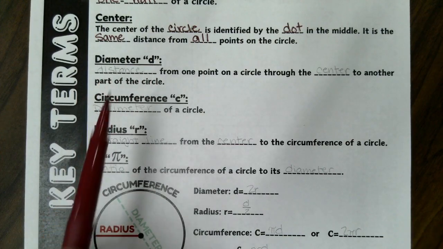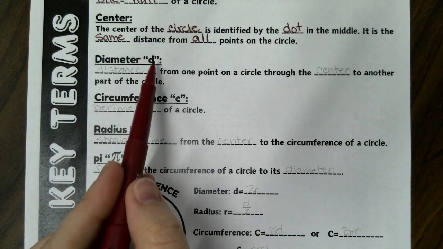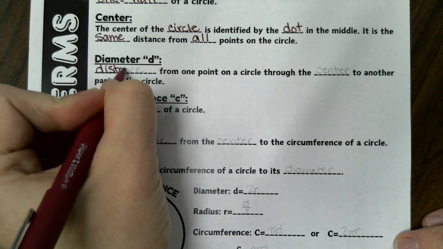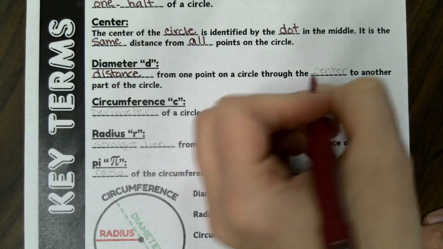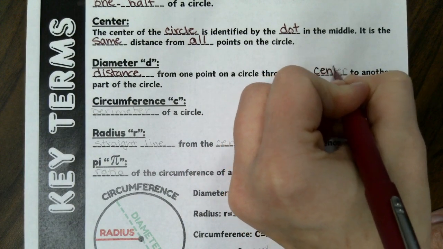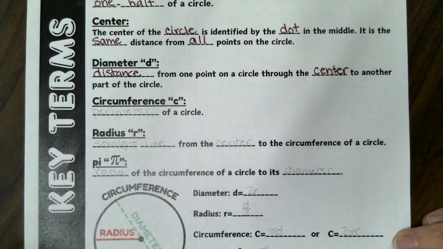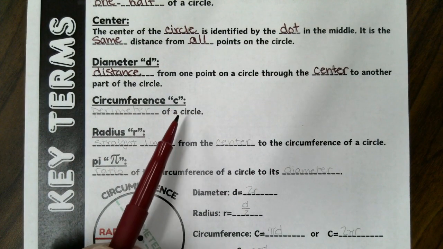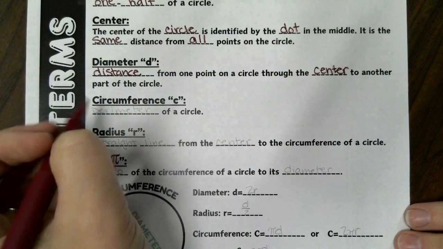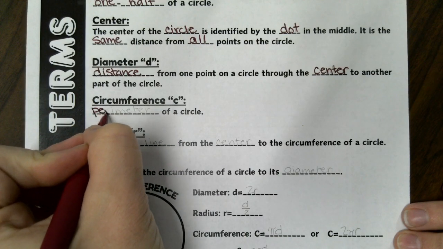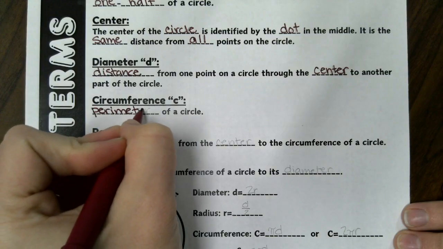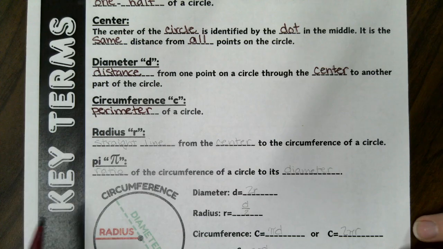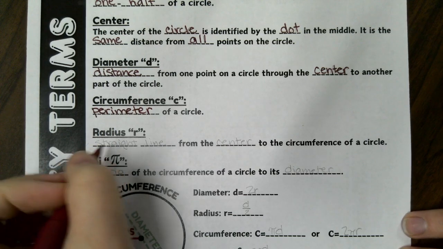Then we have diameter, which is noted by D. So if you see a formula that has the letter D in it, that is for diameter, and it is the distance from one point on a circle through the center to another part of the circle. Then you have circumference, which is noted as C. So again, if you see C in a formula, that is for circumference, and that is just the perimeter of the circle. Radius is R. Radius is the straight line from the center to the circumference of the circle.